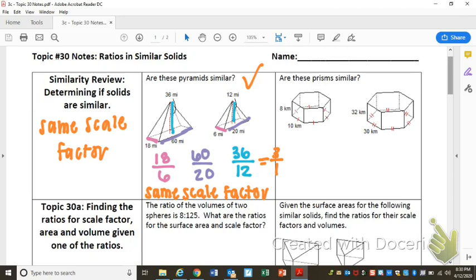So I want you to go ahead and pause this video. Try the second one on your own. And when you feel comfortable, you can come back and see if your answer is correct.